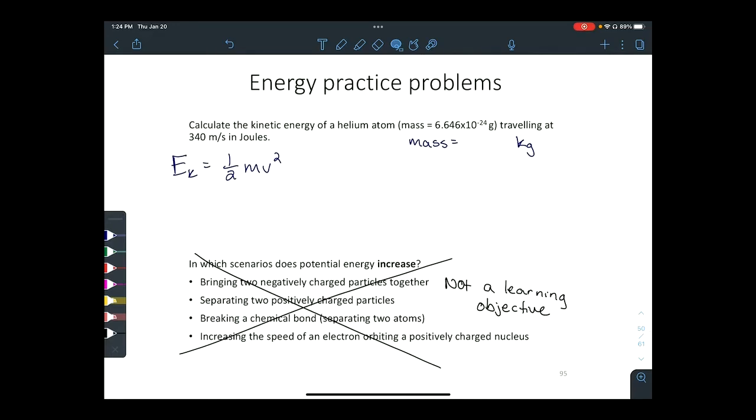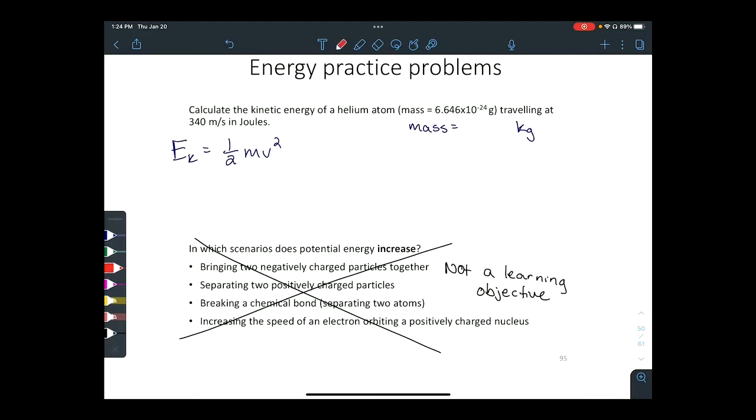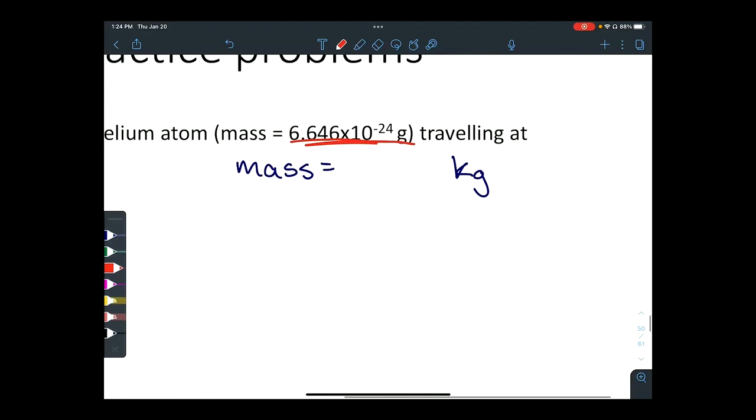So let's do one calculation with kinetic energy. We don't have to do this example down here about potential energy. I think the kinetic is more important. So remember, when we use this equation, mass needs to be in kilograms, and velocity must be in meters per second. So that's nice that I give you the velocity in meters per second, but the mass I give you is in grams. So we need to convert that to kilograms. So I know that there are 1,000 grams in a kilogram. So my answer here, mass in kilograms, would be 6.646 times 10 to the negative 21 kilograms.